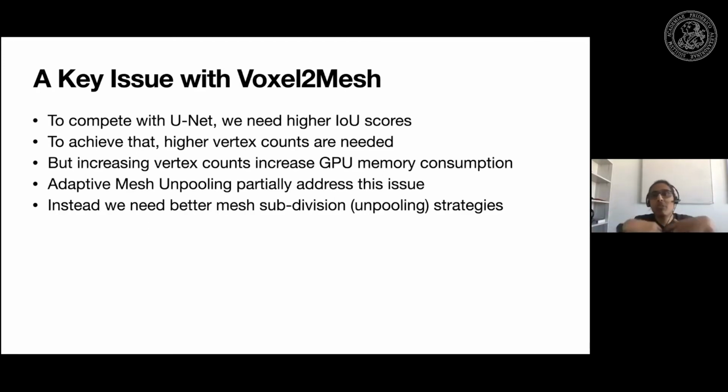Now the UNet has been fine-tuned by thousands of people, so it trains so fast and consumes so little memory. So for Voxel2Mesh to compete with it, yeah, we have to improve these things. But on a different note, you can argue, as I said before, that a couple of pixels of error is not important as well. But anyway, this is one of the key issues I see with Voxel2Mesh at the moment.